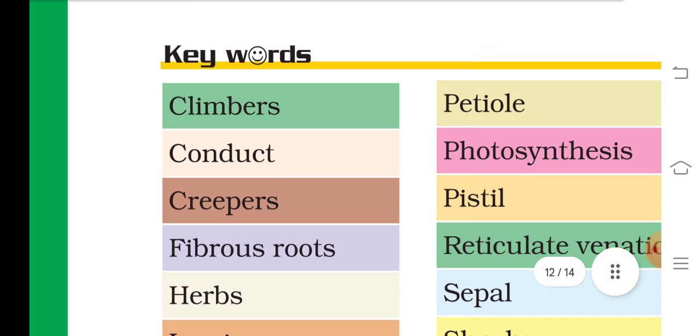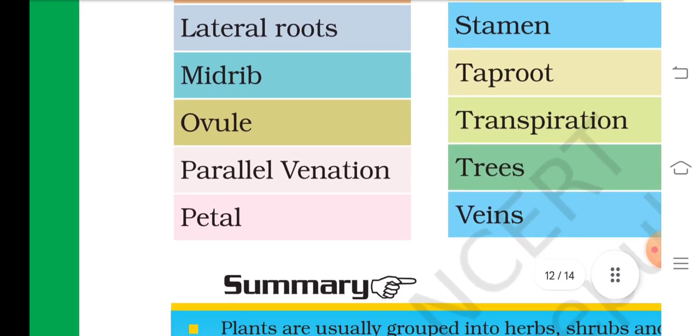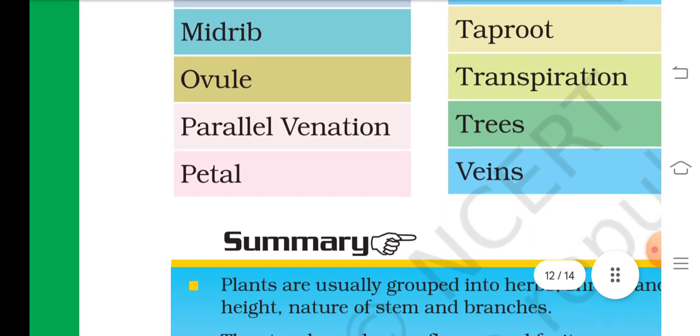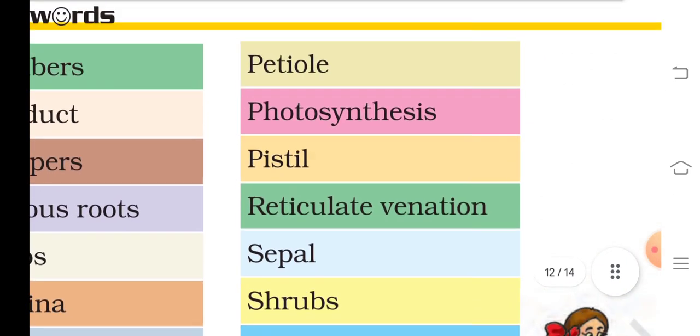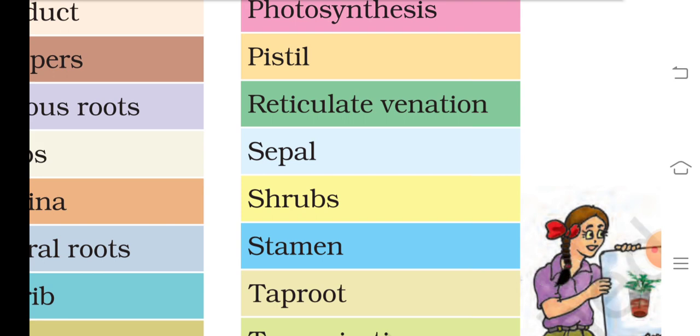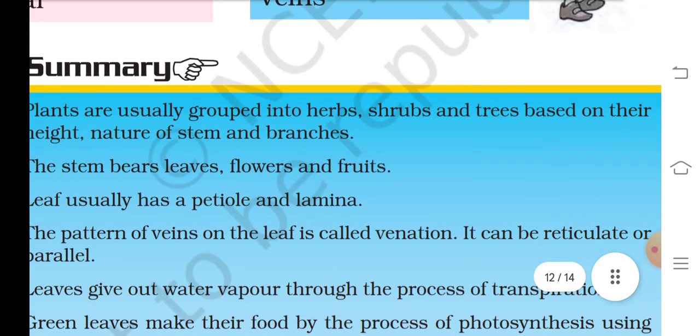Climber, conduct, creepers, fibrous root, herbs, lamina, lateral root, midrib, ovules, parallel venation, petals. Petiole, photosynthesis, reticulate venation, sepal, shrubs, stamen, taproot, transpiration, trees, fins. Thank you.